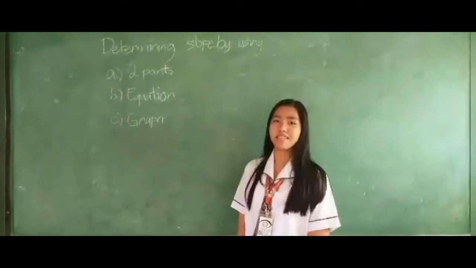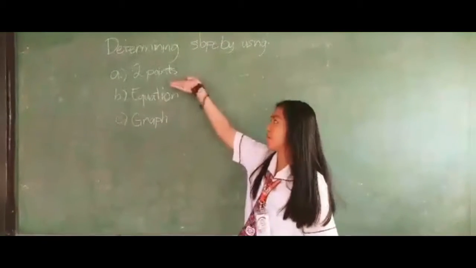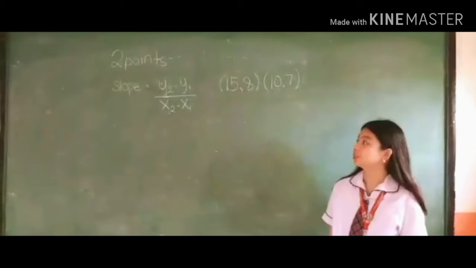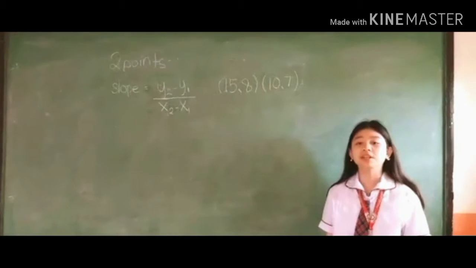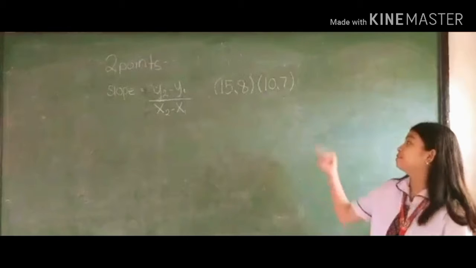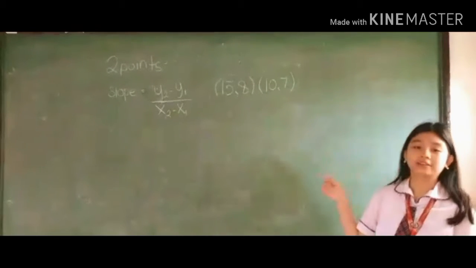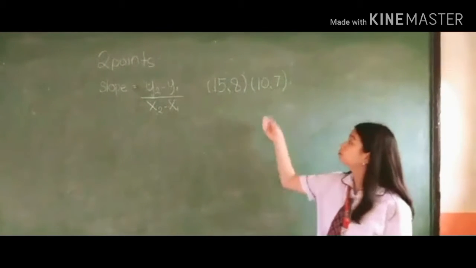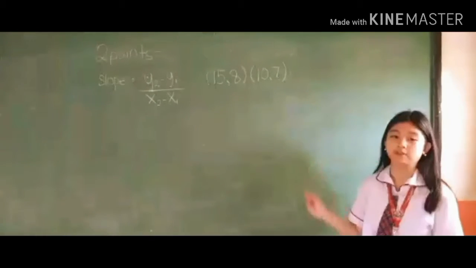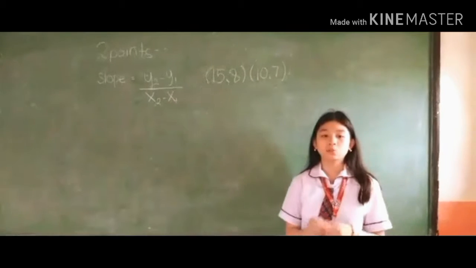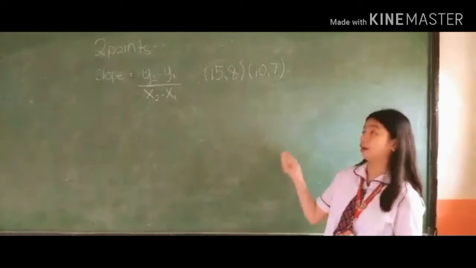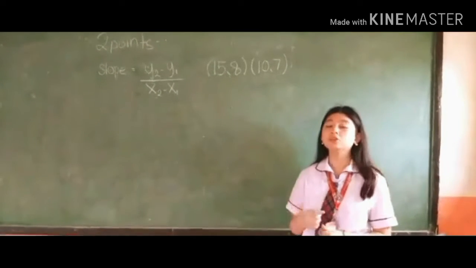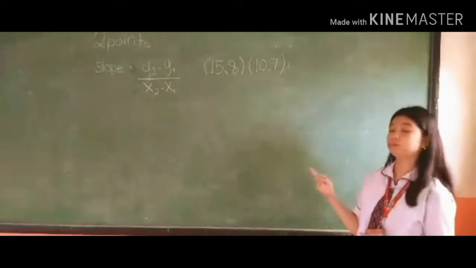The objective of the lesson is to determine slope by using 2 points, equation, and graph. Slope using 2 points. For example, let's say we have two points, (15, 8) and (10, 7). First, we identify the 2 points, which are (15, 8) and (10, 7). Then, we select one to be x1 and y1, and the other to be x2 and y2.